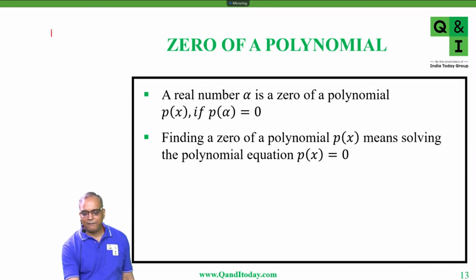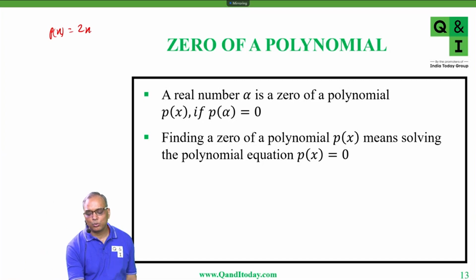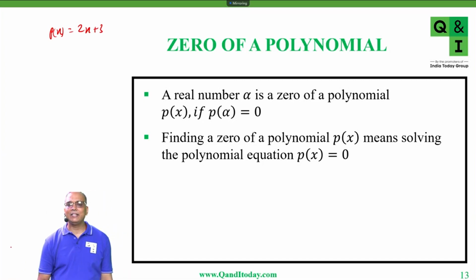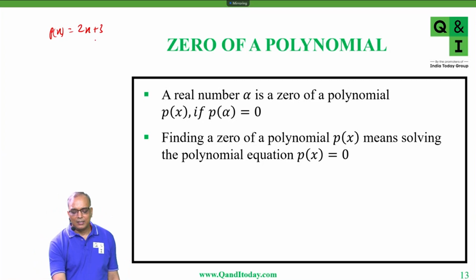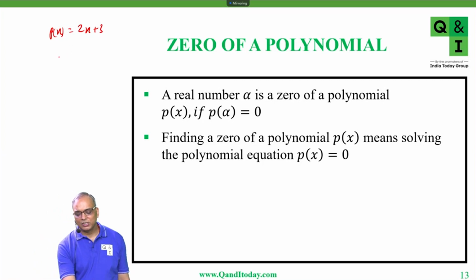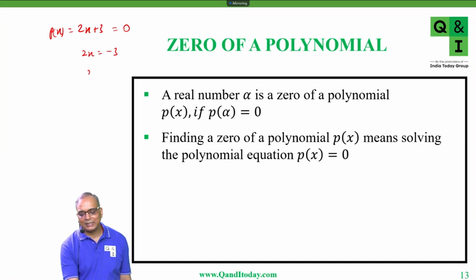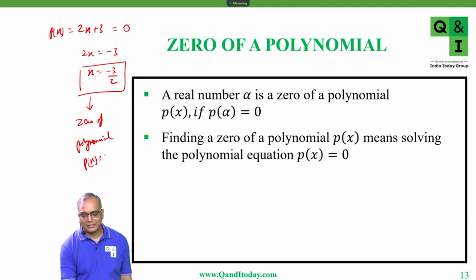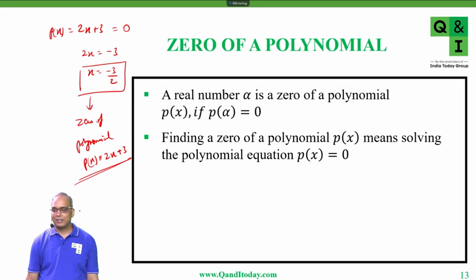For example, if we have a polynomial p(x) = 2x + 3, and I have to find the value at which this is equal to 0, we are going to equate this to 0. We will get 2x = -3, and x = -3/2 will be the zero of the polynomial p(x) = 2x + 3. Clear?